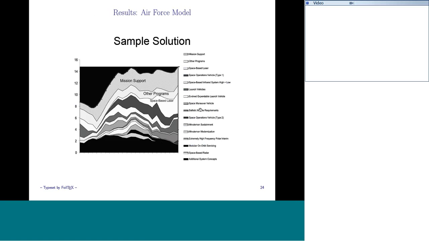And so we have kind of some type of scaled costs on the y-axis and then the year on the x-axis. You can see mission support, kind of helping with morale, plays a lot into this. But we have our space-based laser in there, fortunately, and we have space operations vehicle and infrared systems, launch vehicles, evolved expendable launch vehicles, and so forth.